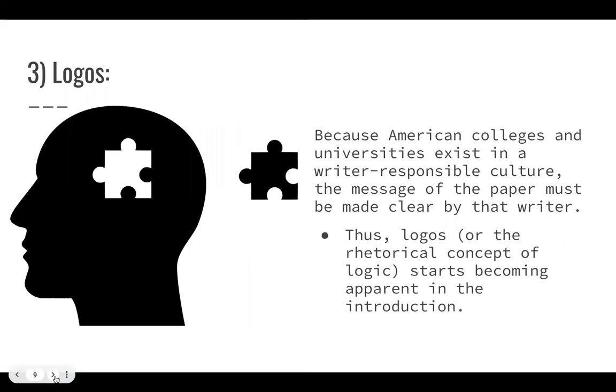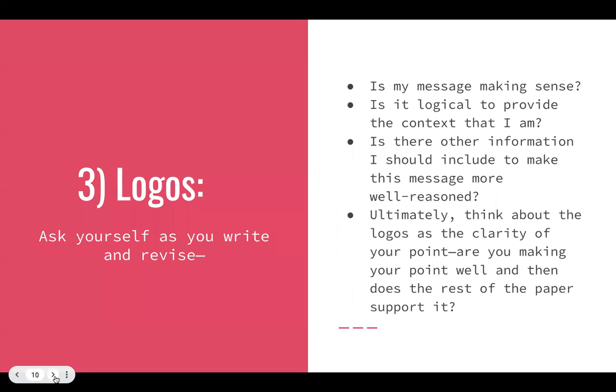The third component is logos. Because American colleges and universities exist in a writer-responsible culture, the message of the paper must be made clear by that writer. Thus, logos, or the rhetorical concept of logic, starts becoming apparent in the introduction. Ask yourself as you write and revise with logos in mind, is my message making sense? Is it logical to provide the context that I am? Is there other information I should include to make this message more well-reasoned? Ultimately, think about the logos as the clarity of your point. Are you making your point well? And then does the rest of the paper support it?